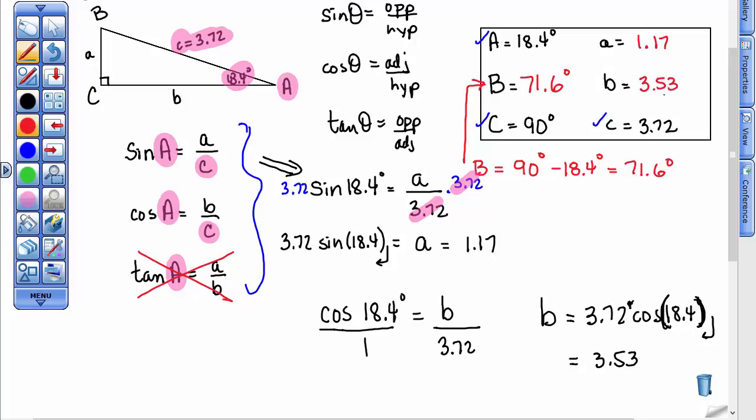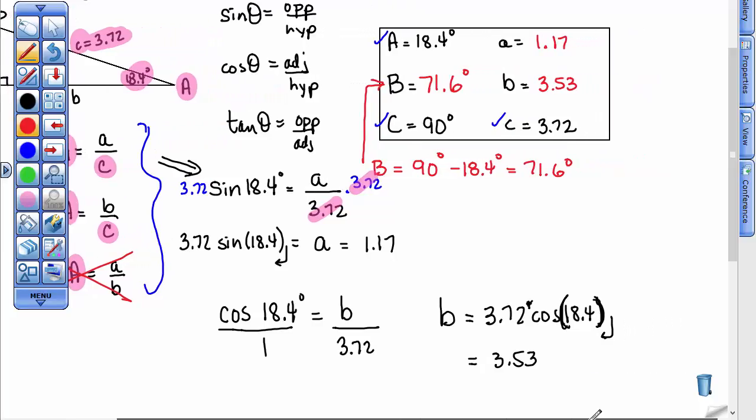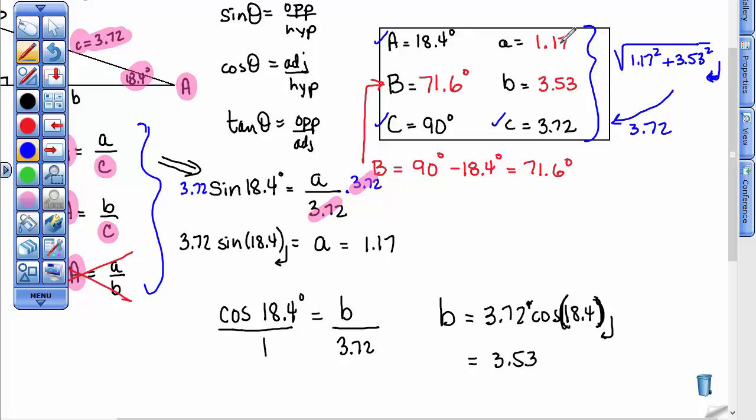Here's where the Pythagorean Theorem comes in now. What I'd love for you to do is check your answer over here by taking A and B and putting it into your program, or hand typing if you will. So take the square root of 1.17 squared plus 3.53 squared and hit enter. Again, or use a Pythagorean Theorem program, and it should give you an answer of 3.72. If these two sides in the Pythagorean Theorem give you this, then you know you've done this problem correctly based on this angle.